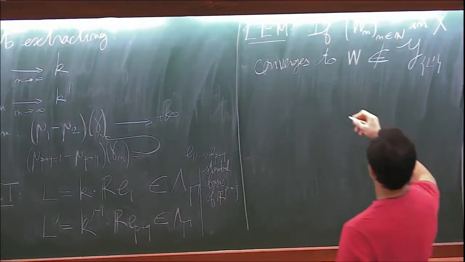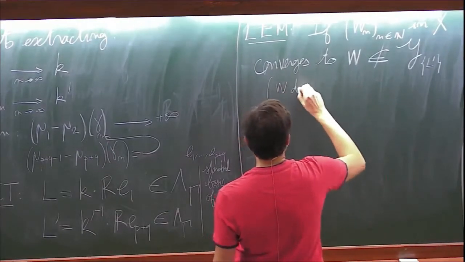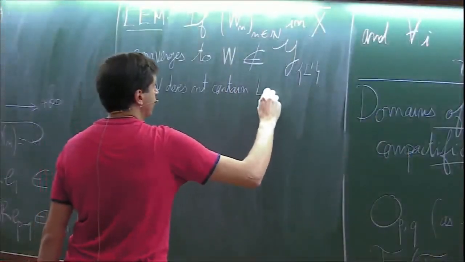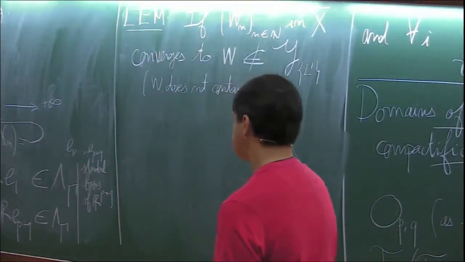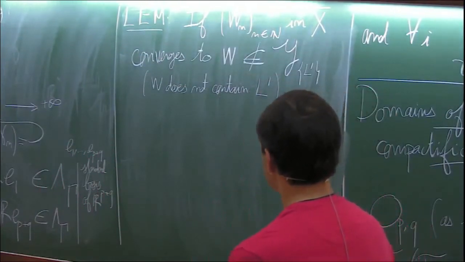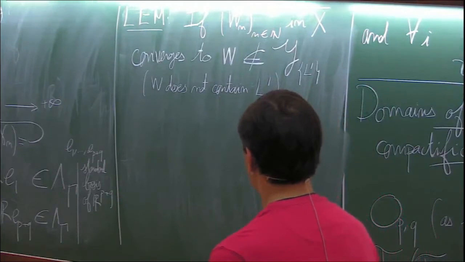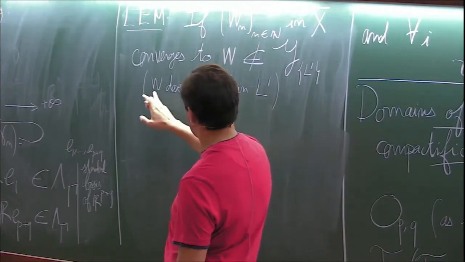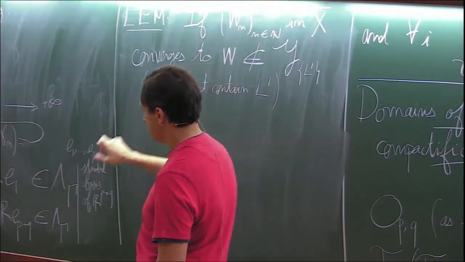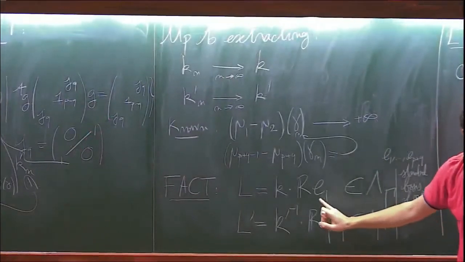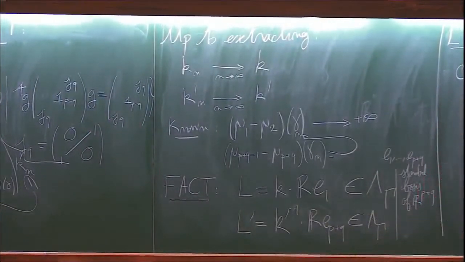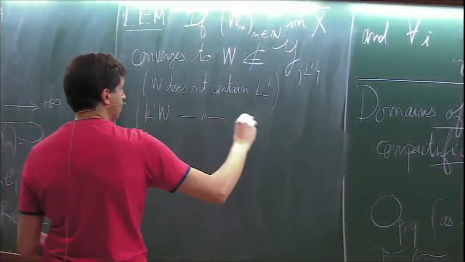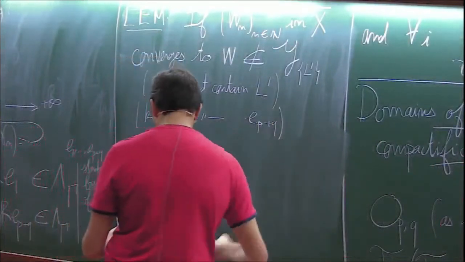Okay. So another one, W does not contain a prime. So it means that the image of W by K prime does not contain this line. This is really what it means. So K prime W does not contain EP plus Q.